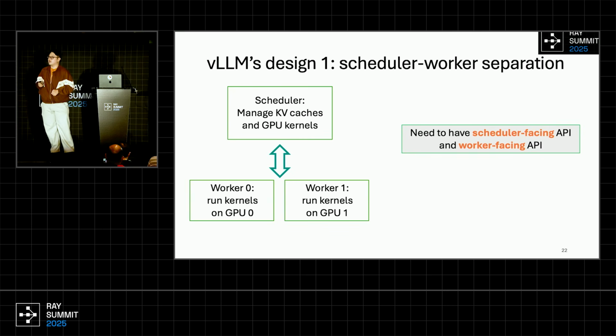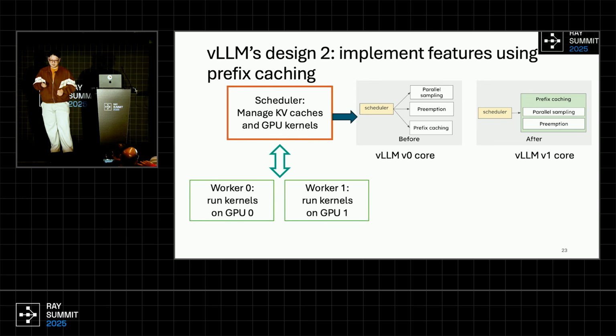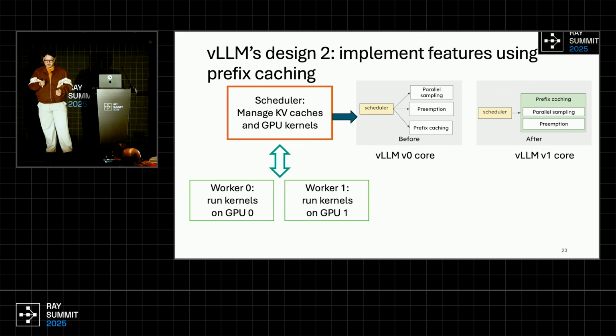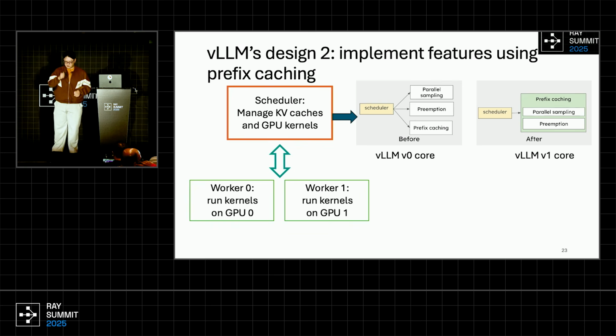The first insight is that we need to have a scheduler-facing API and a worker-facing API. It cannot be just facing the worker or just facing the scheduler. It needs to face both. That's the first thing we did. The second thing we did is that, on the scheduler side, we found there's a key abstraction that vLLM is using to implement functionalities, which is prefix caching.